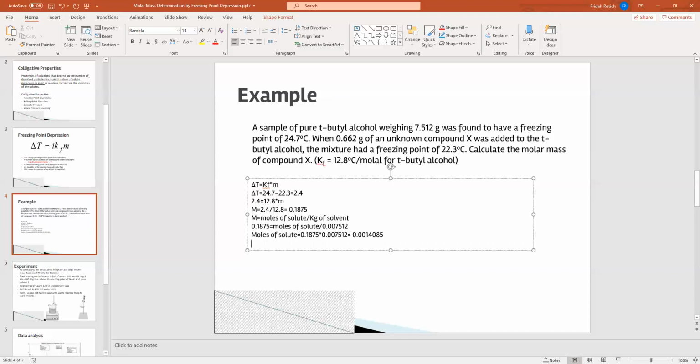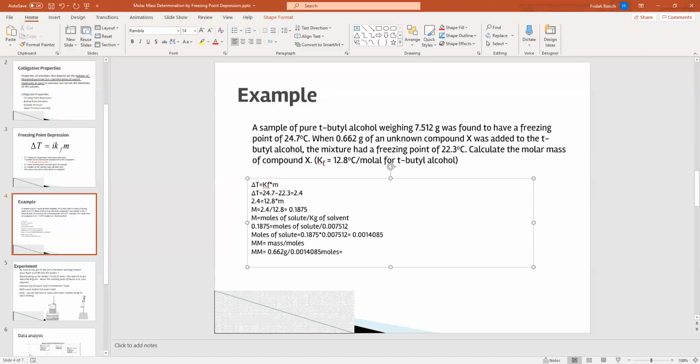Now we have moles of our solute, which is compound X. We also have the mass of the compound X, because it's given here as 0.662 grams. So how do we get from these two to molecular mass? We know that molecular mass will be mass of the substance divided by moles of that substance. And so we have 0.662 grams divided by the number of moles, which we calculated there at 0.001405 moles.